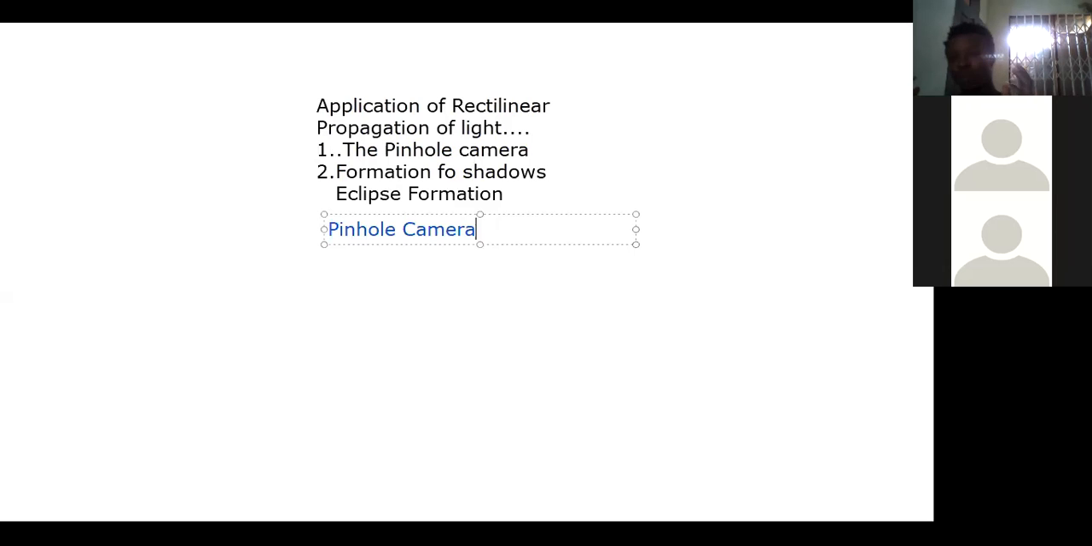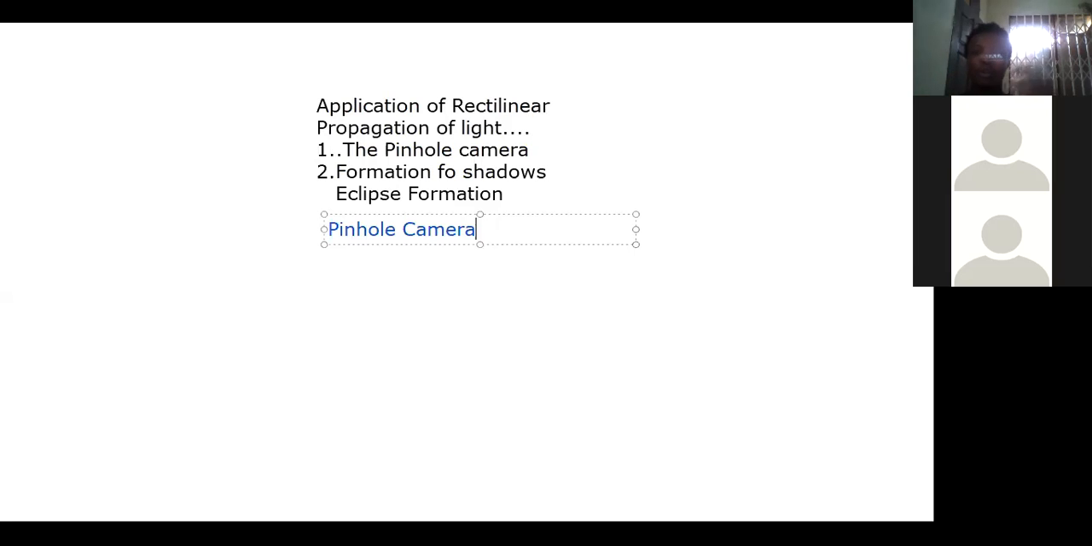And in the light-tight box, it has one side which forms the screen. And the screen is where the image is formed. And normally it has the other side where the light passes through, which is the hole of the pin.